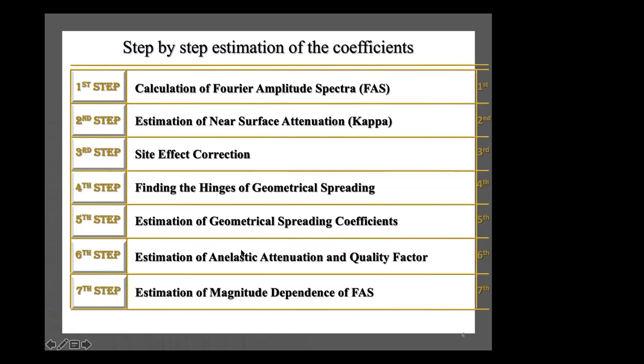And finally, we will estimate magnitude dependence of FAS. So these are just like a flow chart of what we are going to do, but we will see the details later on. And you can follow it, because it's step by step, and it's not just one regression. It's possible to do one regression to estimate all these unknown coefficients simultaneously. But this one, I guess, is more informative for you.